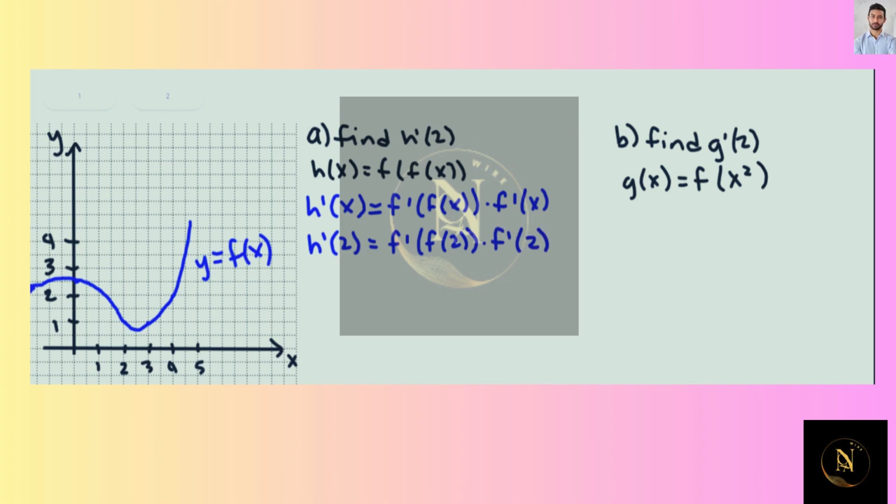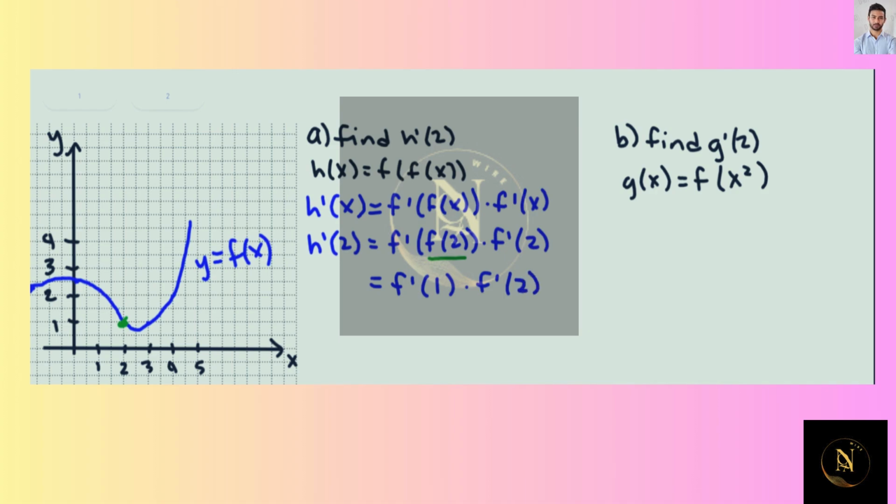Now we take a look at our graph to get some information about what f of 2 is. So you look for where x equals 2, and then where is that on the graph? That's at a height of 1. So we can substitute a 1 in there. And now we have f prime of 1 times f prime of 2.